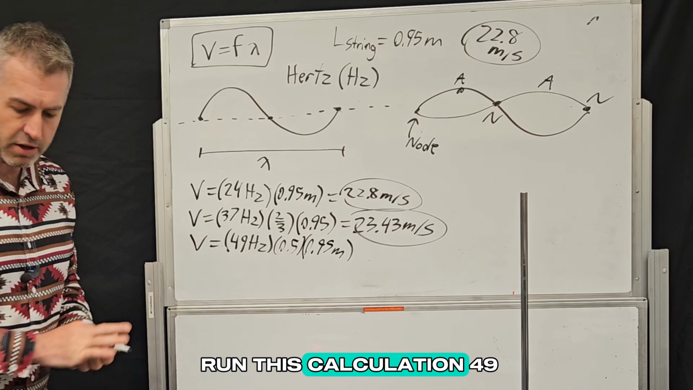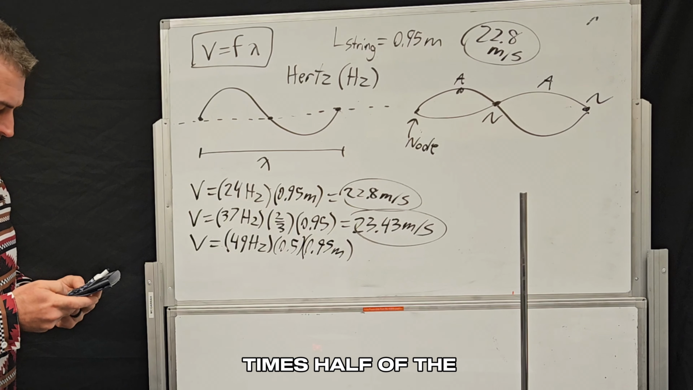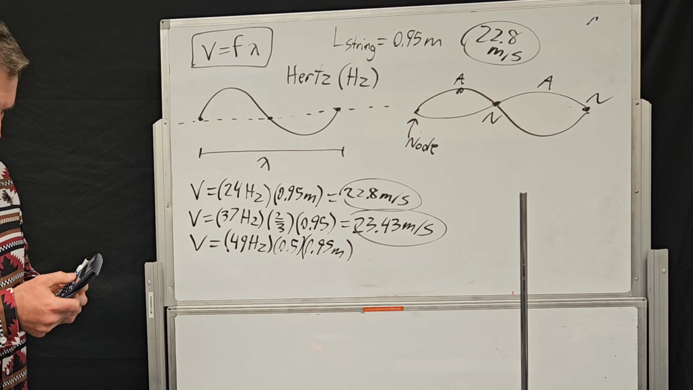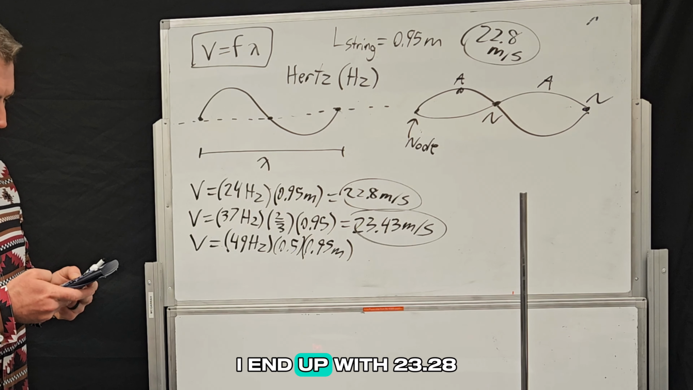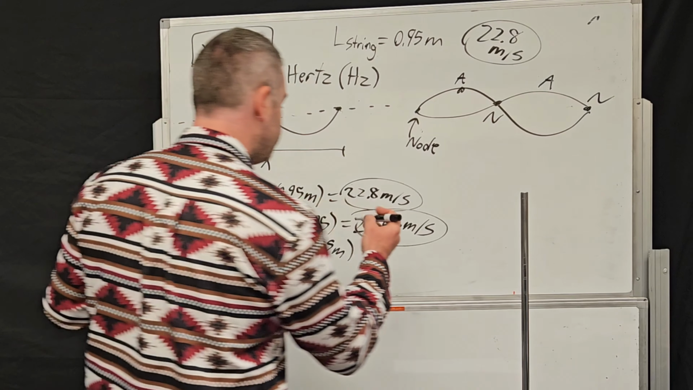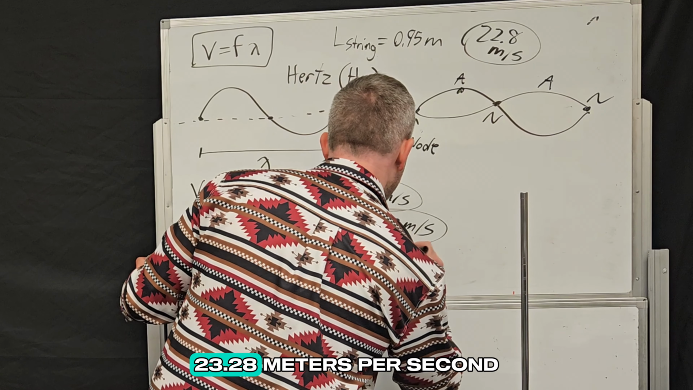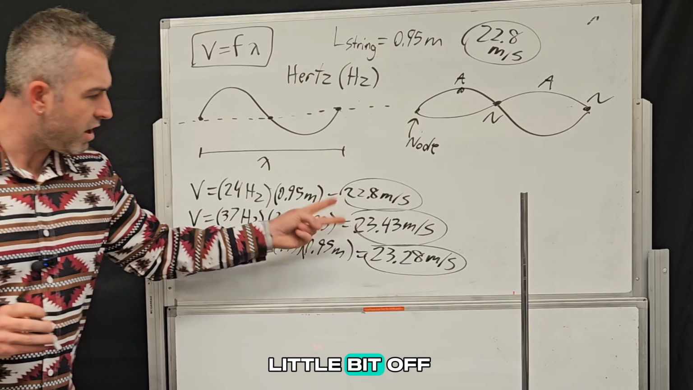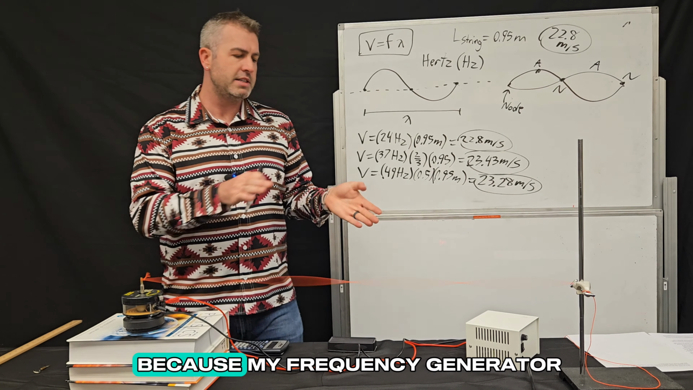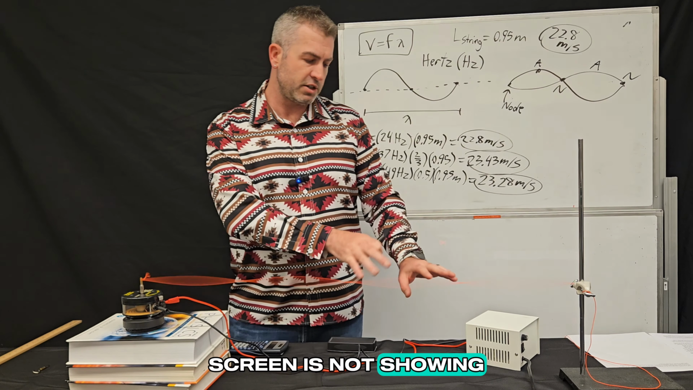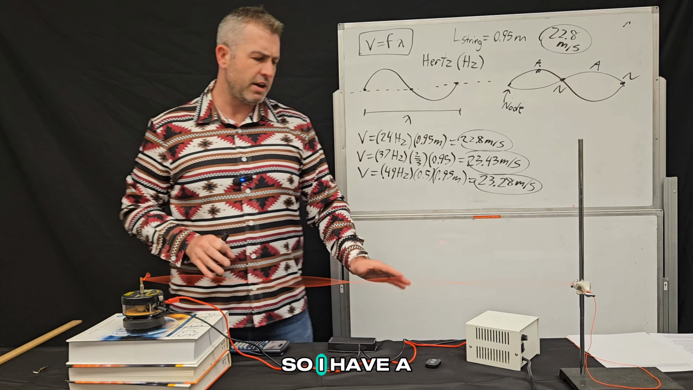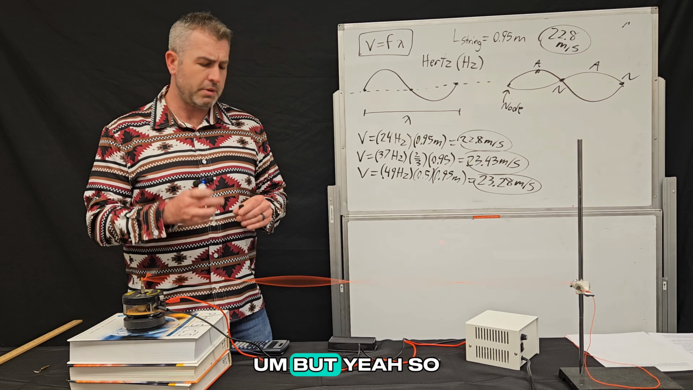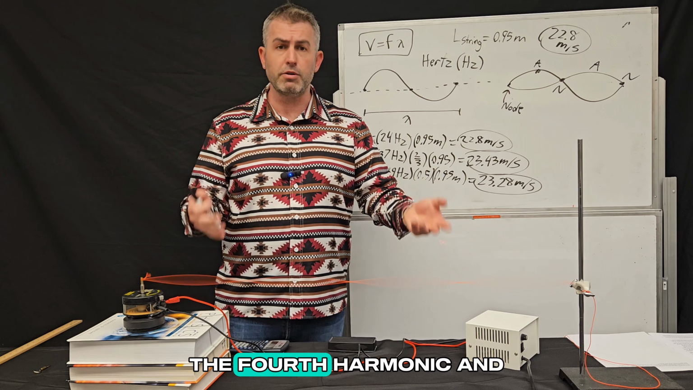And so if I run this calculation, 49 times half of the string length, I end up with 23.28 meters per second. And again, it's a little bit off, but that's mainly because my frequency generator screen is not showing me partial frequencies. So I have a feeling it's not exactly 49 hertz. It may be something like 50 hertz. But yeah, so this is the fourth mode shape, the fourth harmonic.